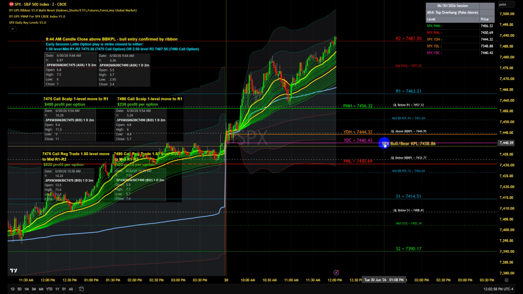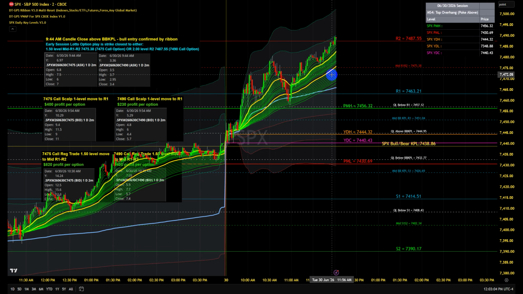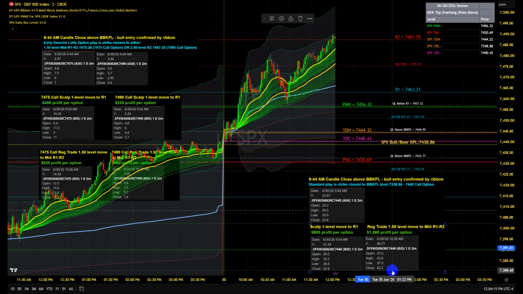Obviously, with something like the standard play, you're going to make a lot more on the same move as far as dollar amount. So we go back to that again. Putting in 2360 per option. One scalp, one level move, you're making $900 profit per option. Regular trade, 1.5 level move, $1,860 profit per option.